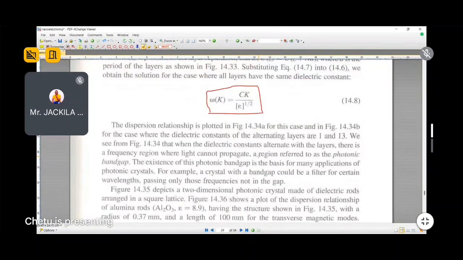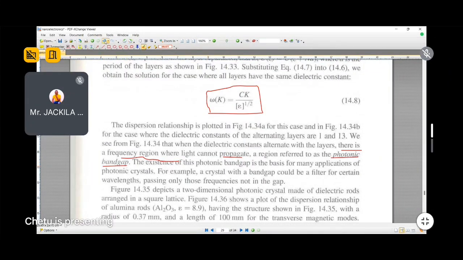Okay. So actually, what we have to understand is that when we have alternating dielectric constant layers in a given photonic crystal, there is a frequency region where light cannot propagate. So for this kind of photonic crystal, certain frequencies cannot propagate, and this result is referred to as a photonic band gap.